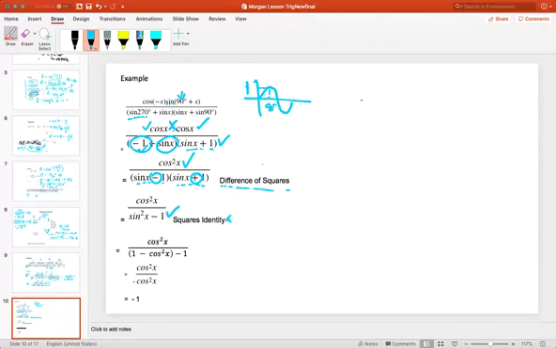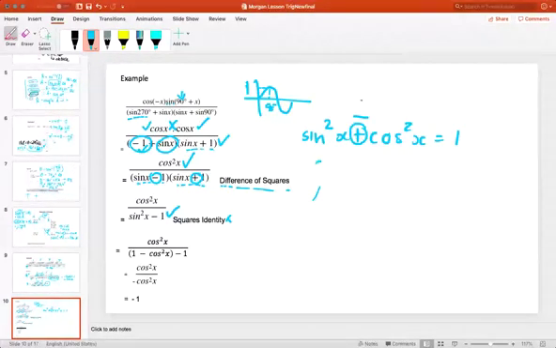So let's remind ourselves, what is the squares identity? The squares identity says the following, that sine squared x plus cos squared x is positive 1. Be very careful with this one. If you had a minus sign over here, then the squares identity does not apply. It only works with a plus sign.